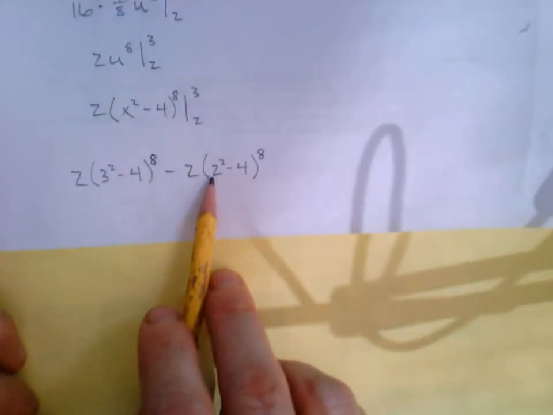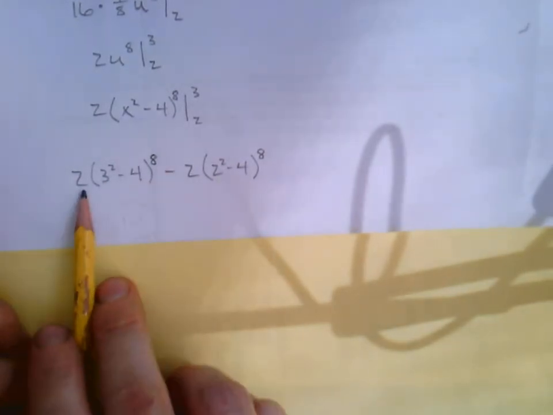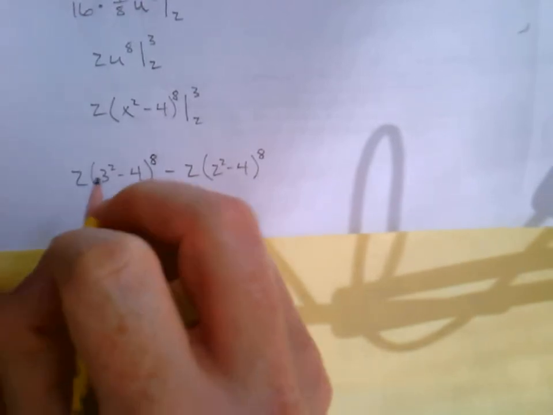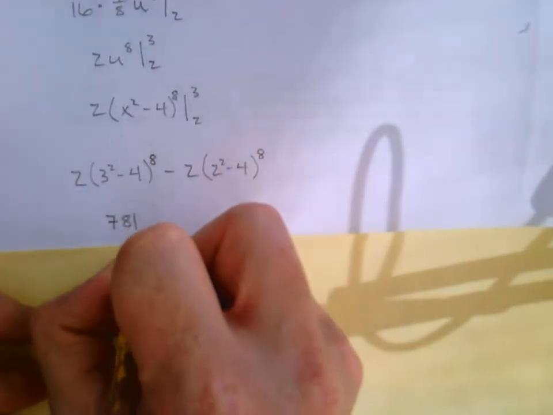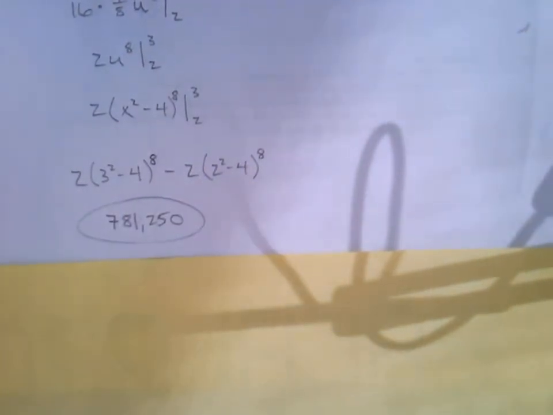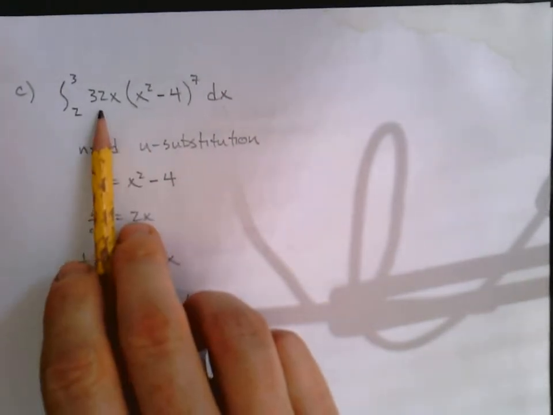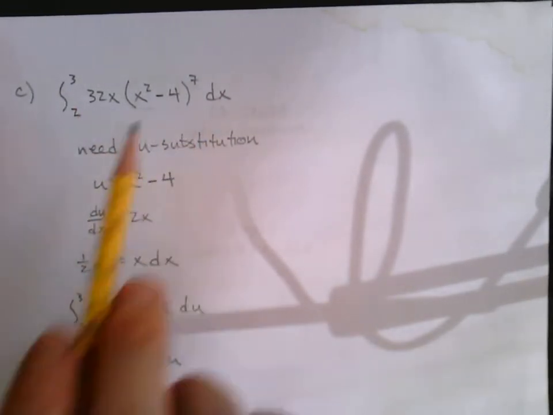Lucky for us, this goes to 0. Just a coincidence. Right here, we've got, what, 5 to the 8th times 2? That is 781,250. There's our final answer. I don't think I'm going to graph this one or give you a sketch of the graph. I don't know what the graph of 32x times (x squared minus 4) to the 7th is. I guess I could graph it in Desmos. But I definitely don't want to look at that area answer. But we can know, the exact area of this is just from 2 to 3, just one space.